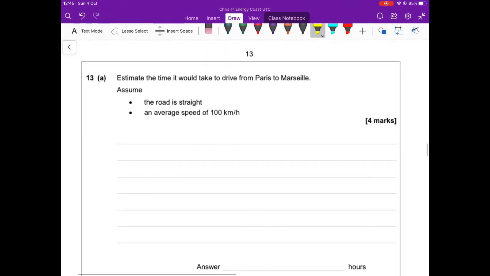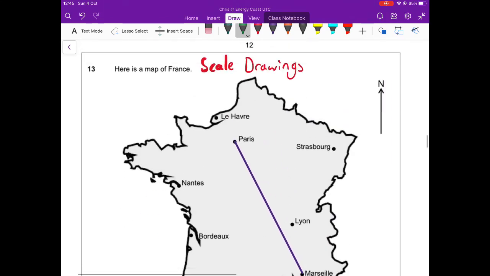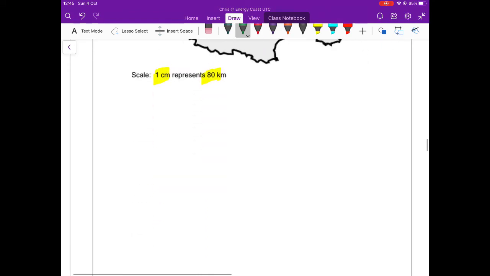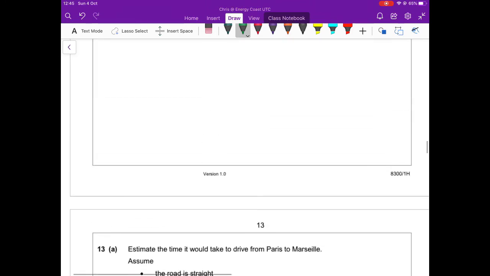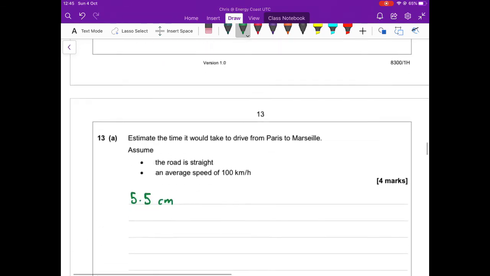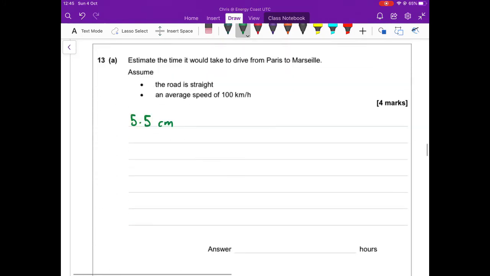So first off, I've already done this, but on the one I gave to you, which was actually shrunk down, but we'll stick with your one, the distance between Paris and Marseille is 5.5 centimetres. And I know that every 1 centimetre is equal to 80 kilometres. So my first thing I need to do is 5.5 times 80.